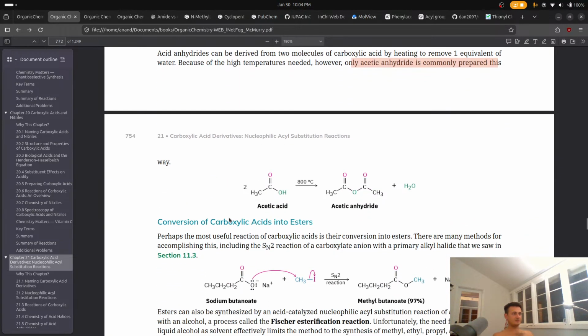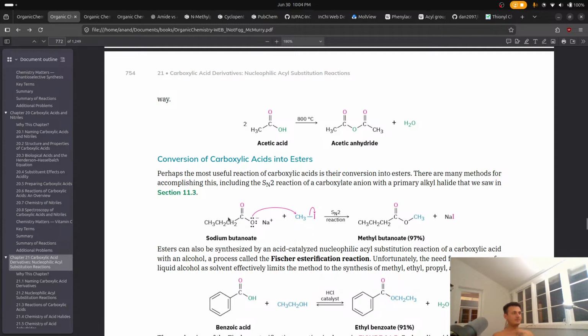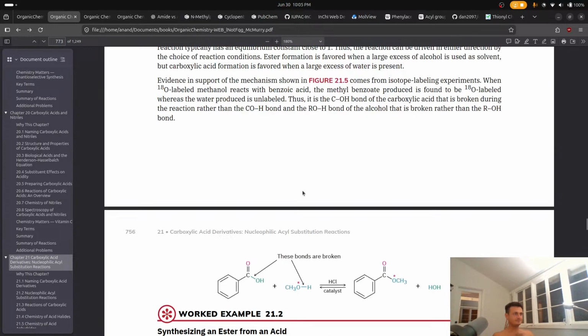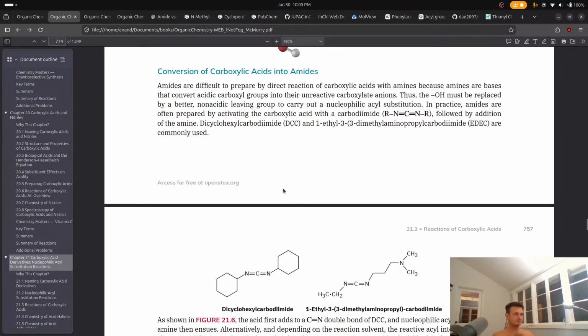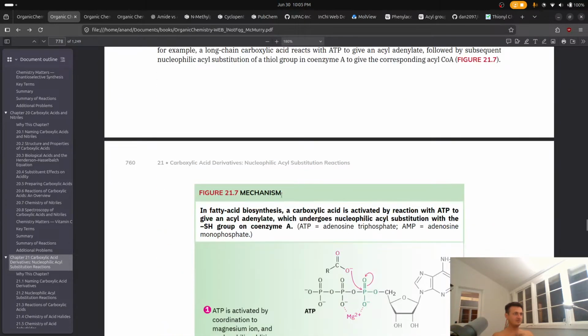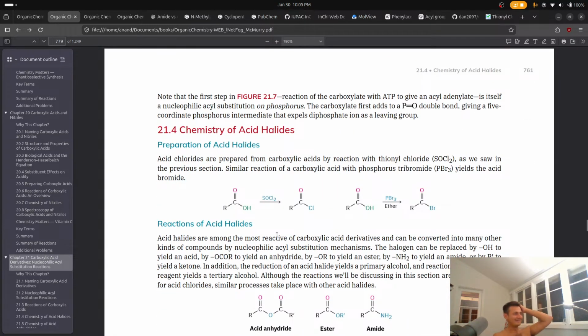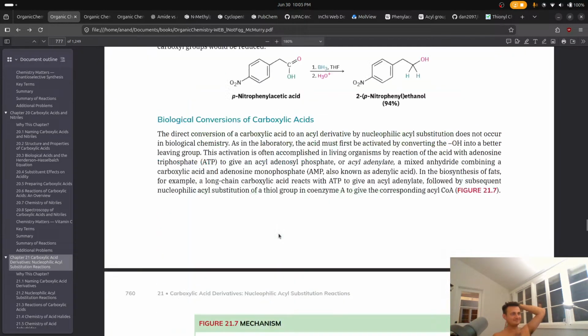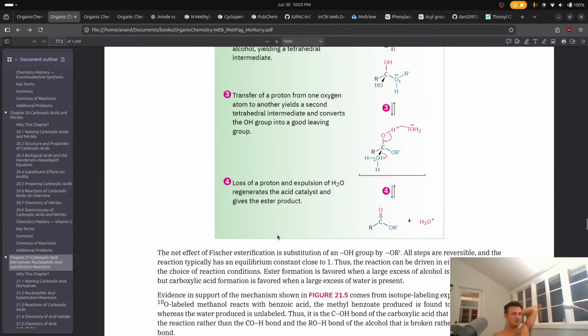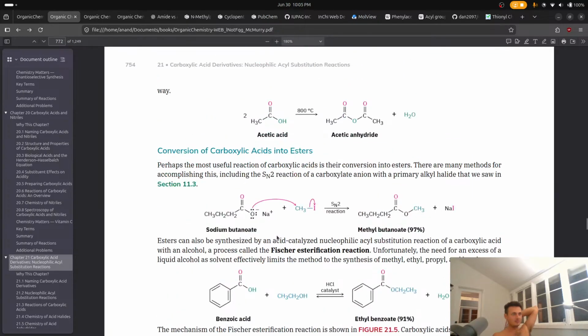Alright, so that was just kind of a quick little tidbit. Conversion of carboxylic acids into esters. Oh, wait, I need to take a shower. Shoot. Okay, hold on. Let me try to finish this section. Oh, it's the longest section ever. It's so long. Okay, well, I'm just gonna take a shower now then. I'll probably end it right now.